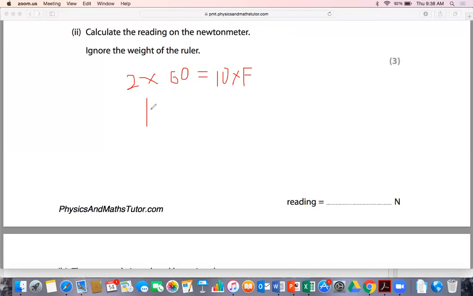Okay, so 2 times 60 is 120, which is equal to 10F. 10 times what is 120? 10 times 12. So F is equal to 12. 12 Newton.